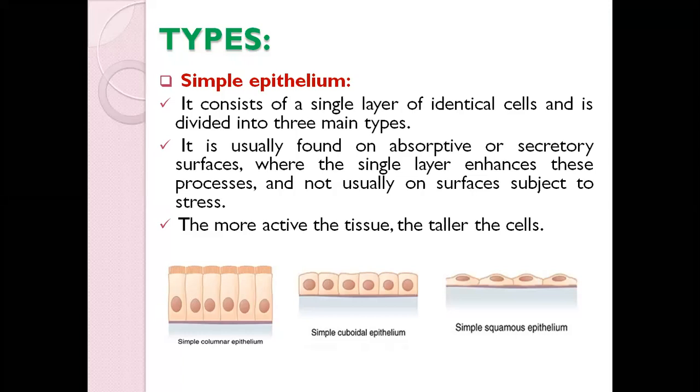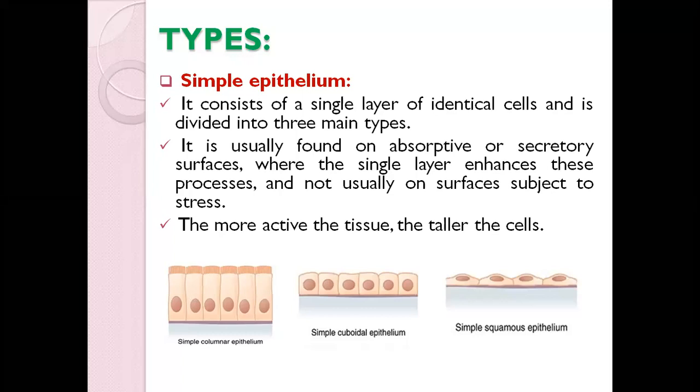Okay, clear? Clear, ma'am. So just keep that in mind: the more active, the taller they become. How does it become taller? Because the cell keeps layering itself. On top of that cell there will be one more, but of the same type of cells. Not like stratified. In stratified, as you have seen, we have a combination of many types of cells. So this is about the simple epithelium.